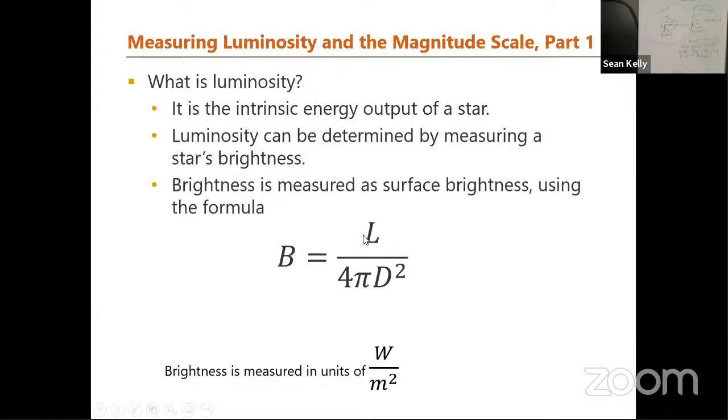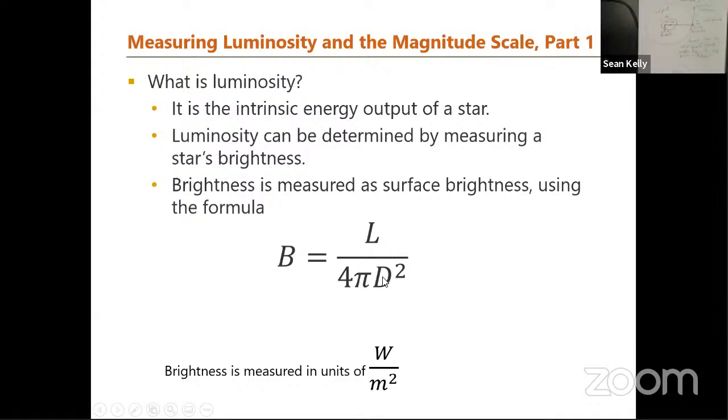Brightness is the luminosity of the star divided by the distance squared. We're going to assume that for most of the stars we deal with, luminosity is something that doesn't change. The light being put out by the star is consistent, and certainly for our sun, it's pretty consistent. But the bottom part is going to change, the distance from the star, as we are closer or further away. As you get further away, D gets bigger, so what happens to brightness? You're dividing by D, which means it's going to go down.